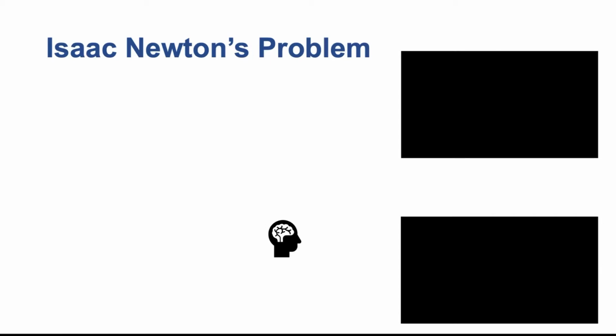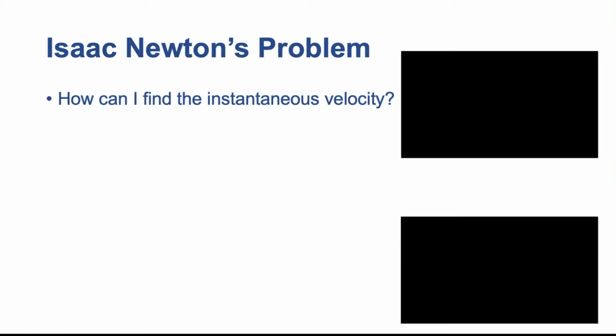So Isaac Newton was really one of the founding fathers of calculus, and he was the English physicist who discovered the derivative. He was also the guy who had the apple fall on his head. But that's not really important. What is important is what he wanted to find, which was the instantaneous velocity.